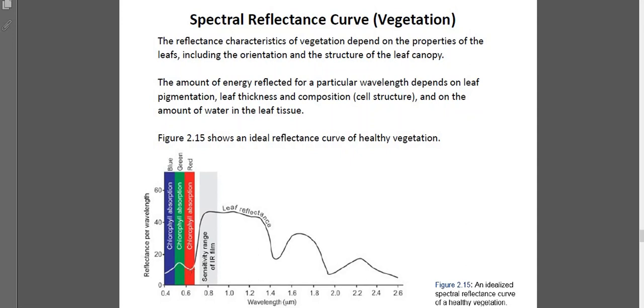If you see this graph from 0 to 0.7, you can see the reflection is more in the green band. So that's why we see the plant green, due to chlorophyll pigmentation, due to chlorophyll pigments.